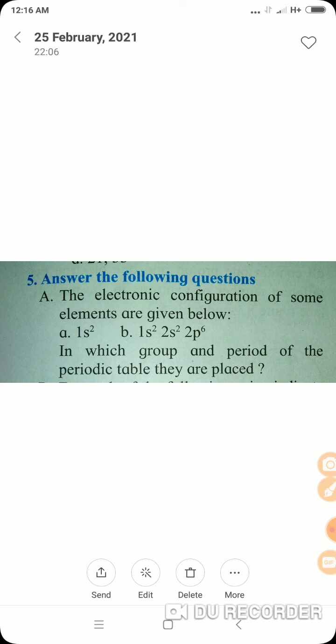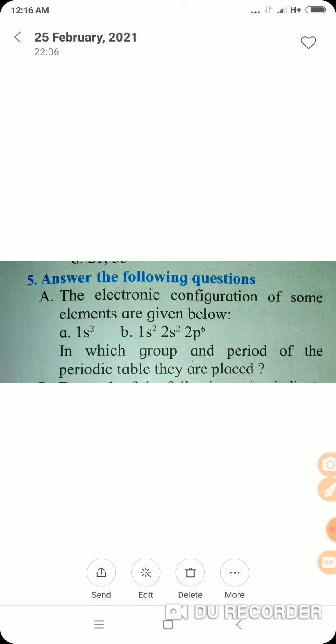Two elements' electronic configurations are given, and we have to identify in which group and period of the periodic table they are placed. From the principal quantum number we decide easily. The period number is nothing but the principal quantum number. So from the principal quantum number we easily decide the period of the element, and from the valence shell electronic configuration we easily decide the group from the periodic table.